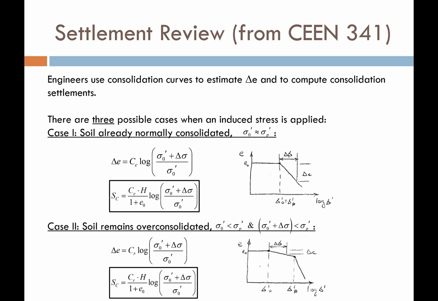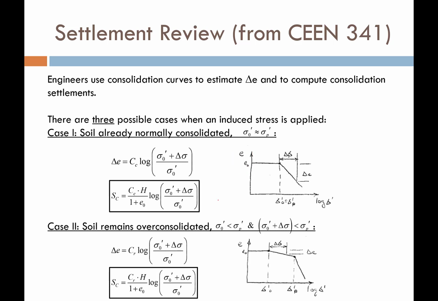So now all we need to do is come up with the change in void ratio. Well, how do we get that? Easy. We use the consolidation curve. If the consolidation curve tells us if we can predict what the change in stress is in our soil layer, then we can predict what the change in void ratio is going to be.